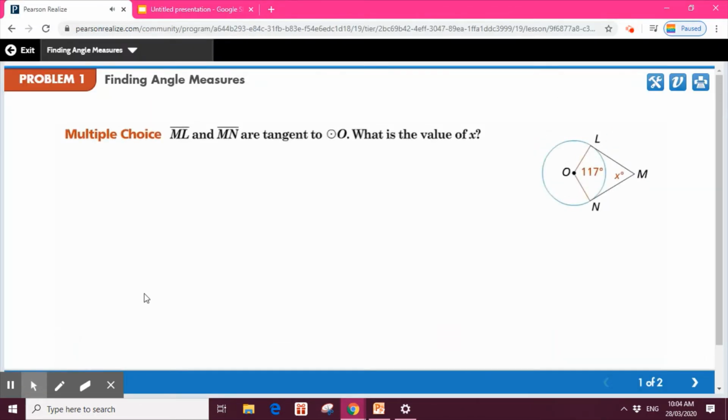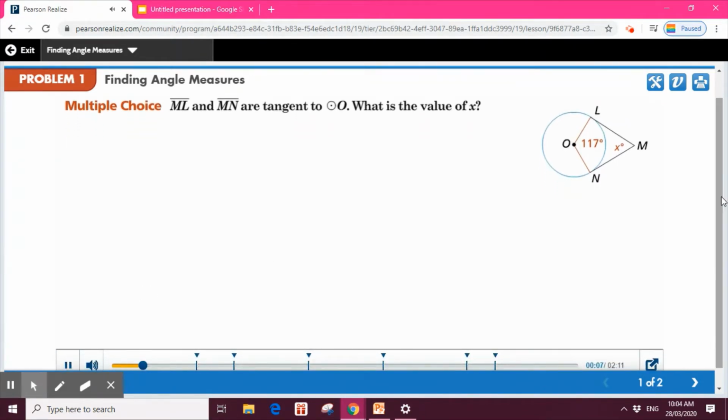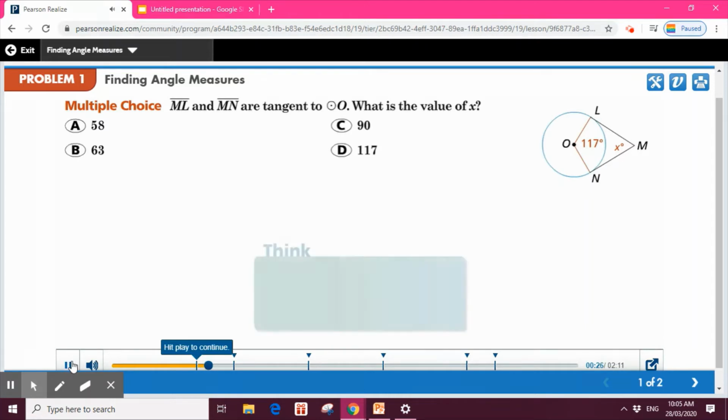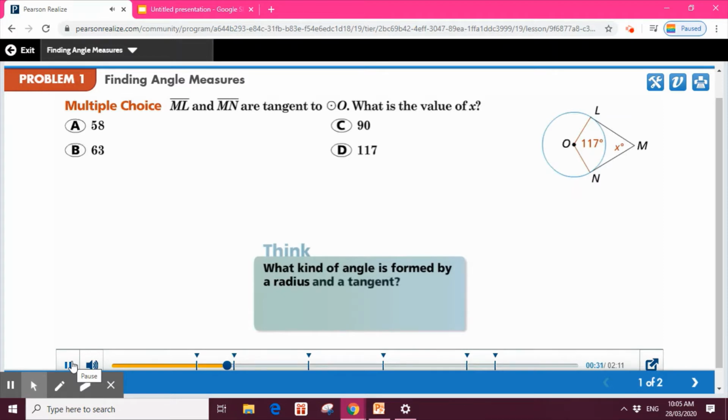In this problem, you will find the measures of angles formed by tangents to a circle. Segment ML and segment MN are tangent to circle O. What is the value of x? Your answer choices are A, 58, B, 63, C, 90, and D, 117. What kind of angle is formed by a radius and a tangent? The angle formed is a right angle, so the measure is 90.